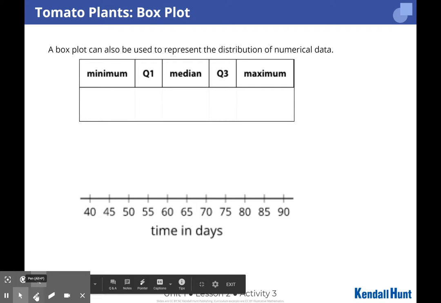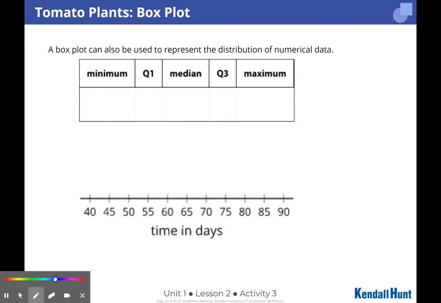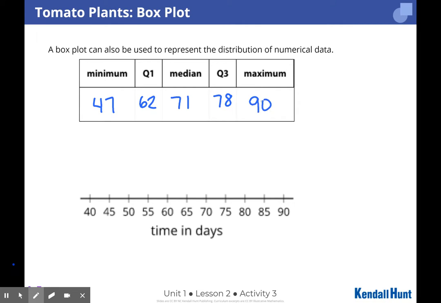So we need to use that data that we just came up with to create our box plot. So let me put those numbers back in. We had 47, 62, 71, 78, and our maximum was 90. So what you're going to do to make your box plot is I like to start and just put a dot where these values lie on the number line. So at 47, that's my minimum. So I'm going to go to where about 47 is and put a dot.